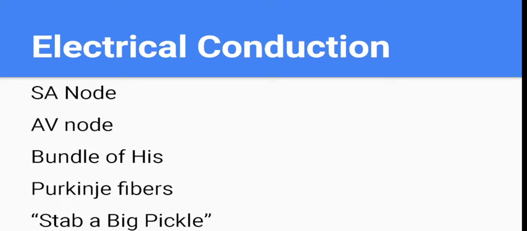Do you remember that you can stab a pickle? Yes. What is this? Yeah, so stab a big pickle is how you can remember. Stab is SA node, A is AV node, obviously. Big is bundle of His, and the Purkinje fibers is pickle.